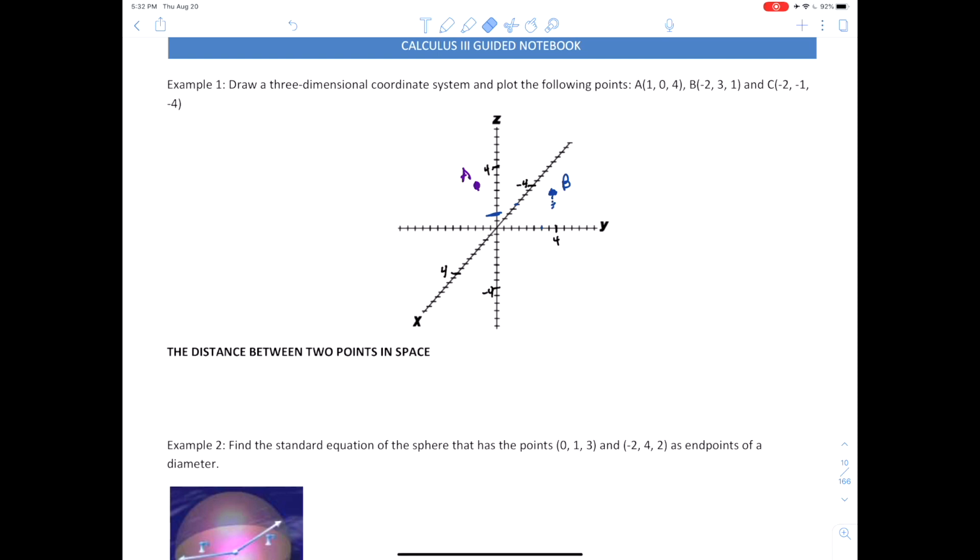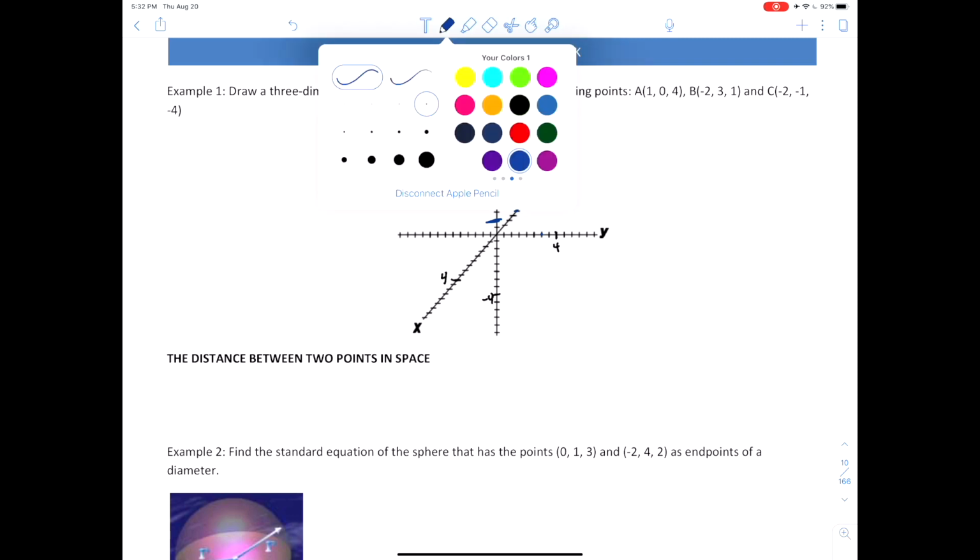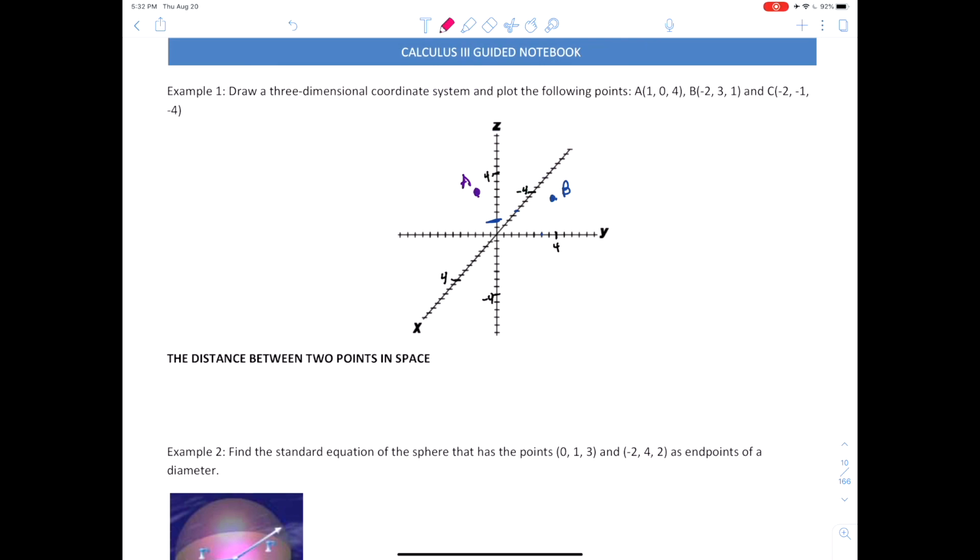And then our C, whoops, sorry. Our C is -2, -1, 4. So we'll do that in pink. So -2 is back here. And then -1 about here.